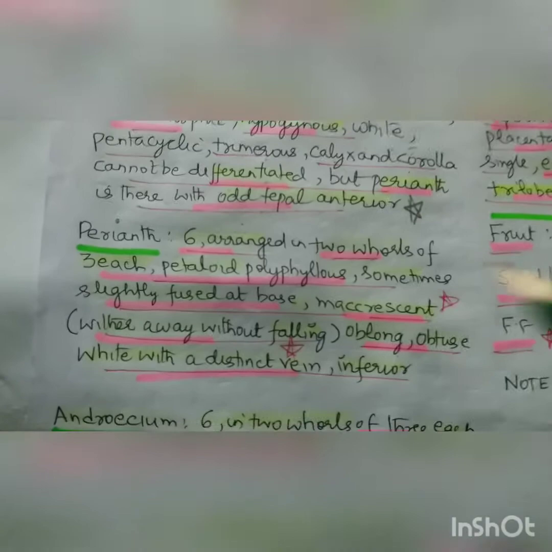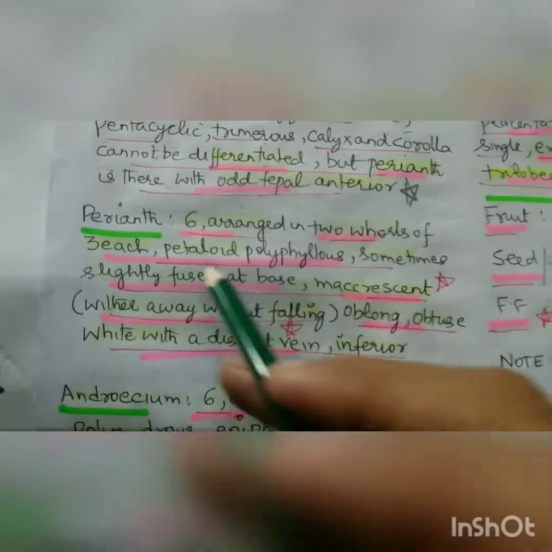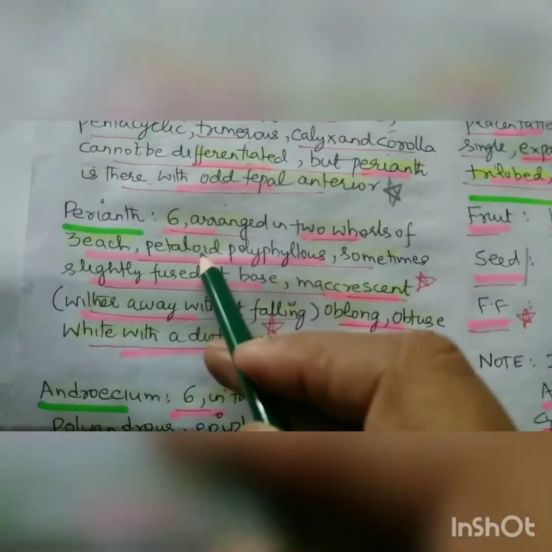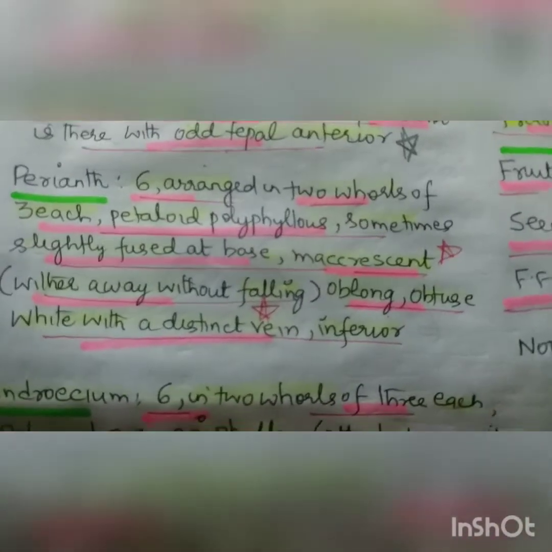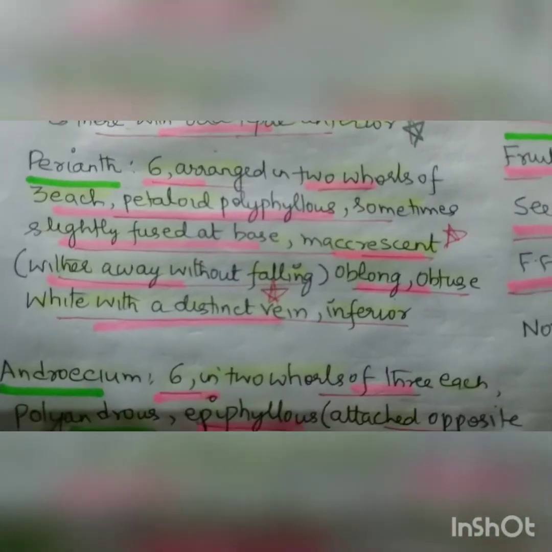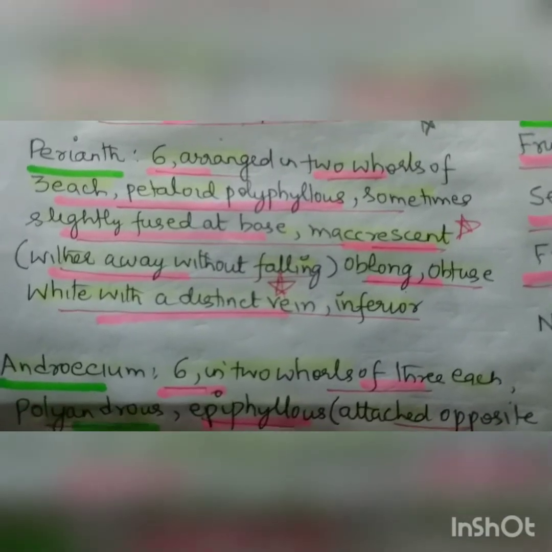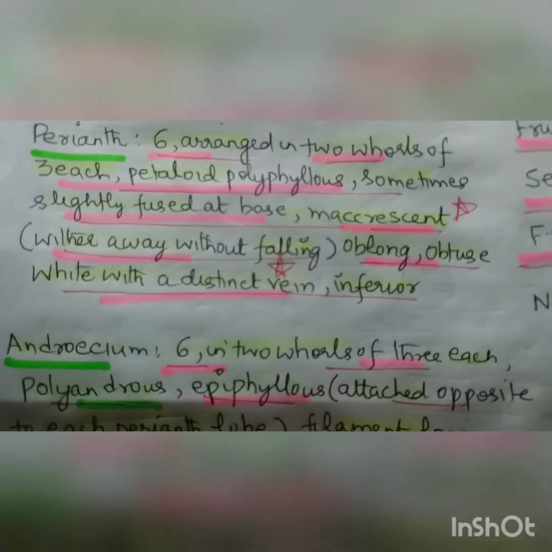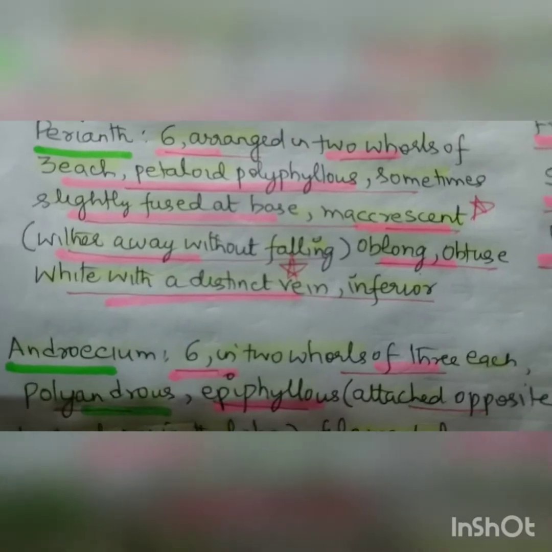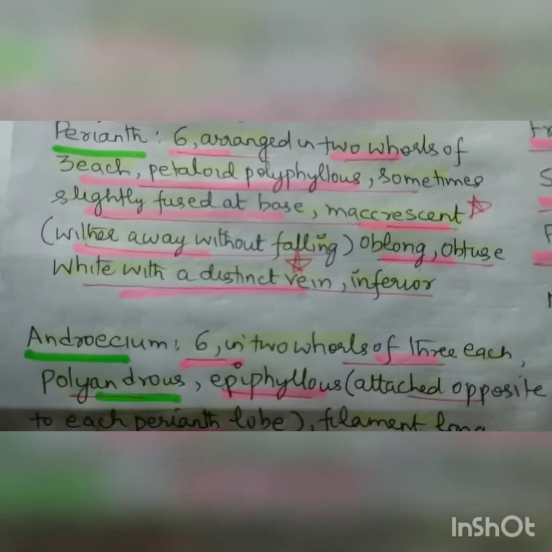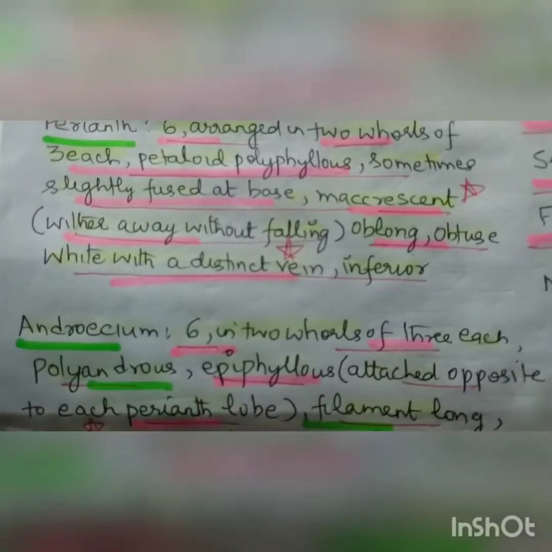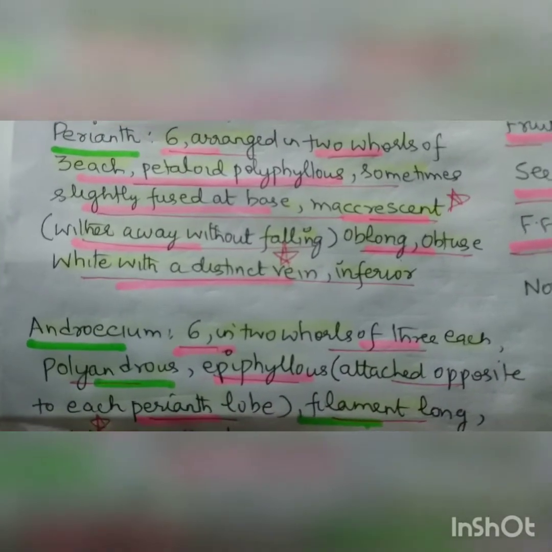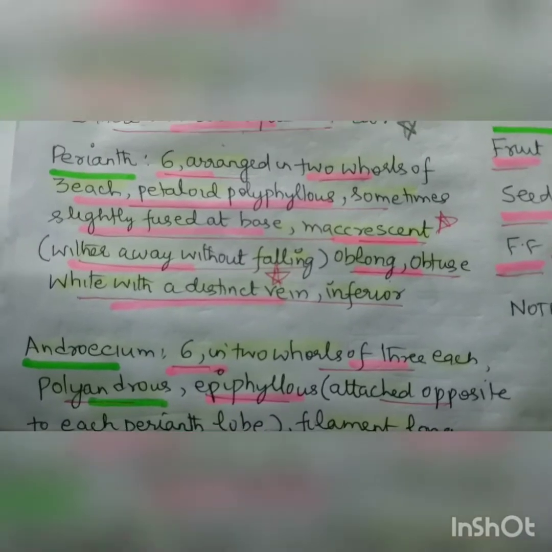So now we are coming to the perianth. Six arranged in 2 rows of 3 each, petaloid, polyphyllous, sometimes slightly fused at base. Marcescent, very important, this question will come: it withers away without falling. Oblong, obtuse, white with distinct veins. As it is a hypogynous condition, it is by default inferior.